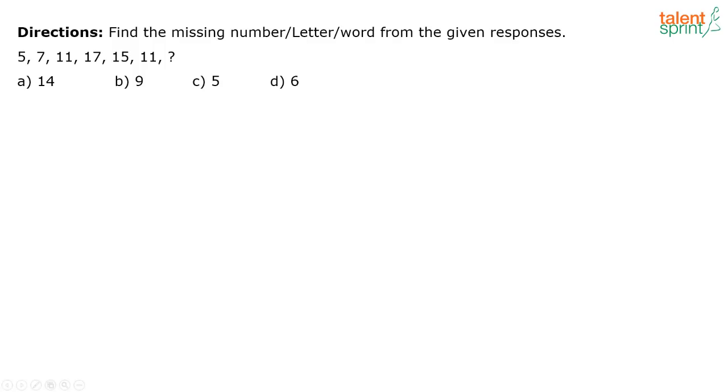Easy one. Next one. Find the missing number, letter or word from the given responses. Oh, that's very easy, Radheshyam. We have just added plus 3 to each of the letters in the word. That's all, you get the code. I hope it is clear now. That was a very easy one. That's a mark scoring question. You should get it correct.